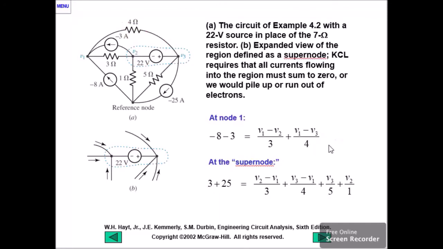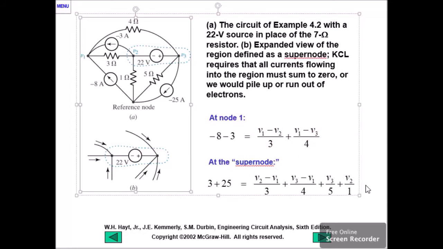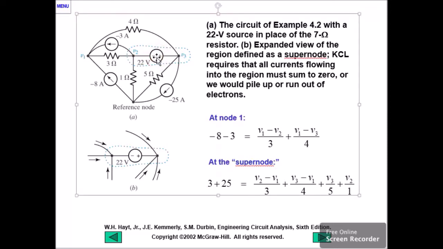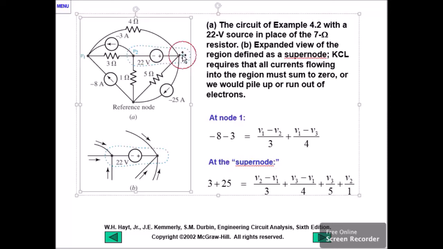Okay? So how many unknowns do we have? 1, 2, 3. Three unknowns. How many equations do we have? 1, 2. How many unknowns? 3: V1, V2, and V3. Is our set of equations sufficient? No, because we have 3 unknowns and only 2 equations. So we are missing one. Here is the other one. Don't forget to take the relationship of our supernode. In this case, I have V3 minus V2 is equal to 22.